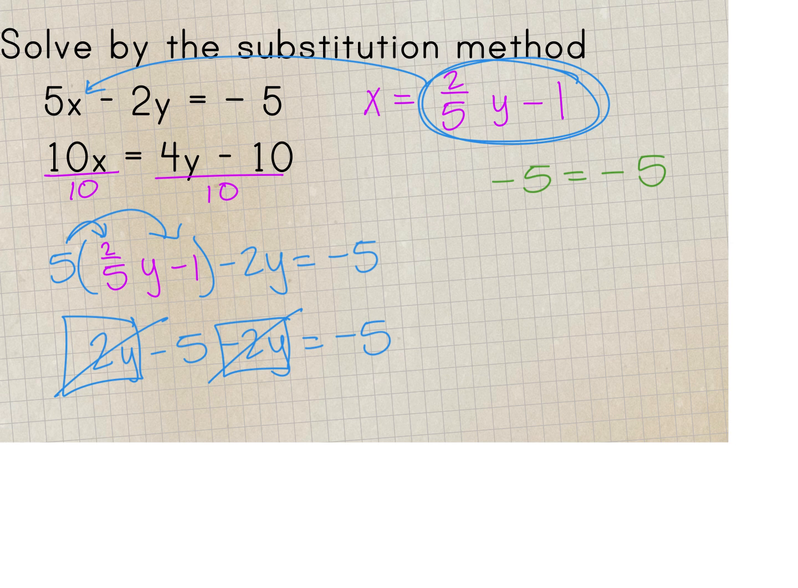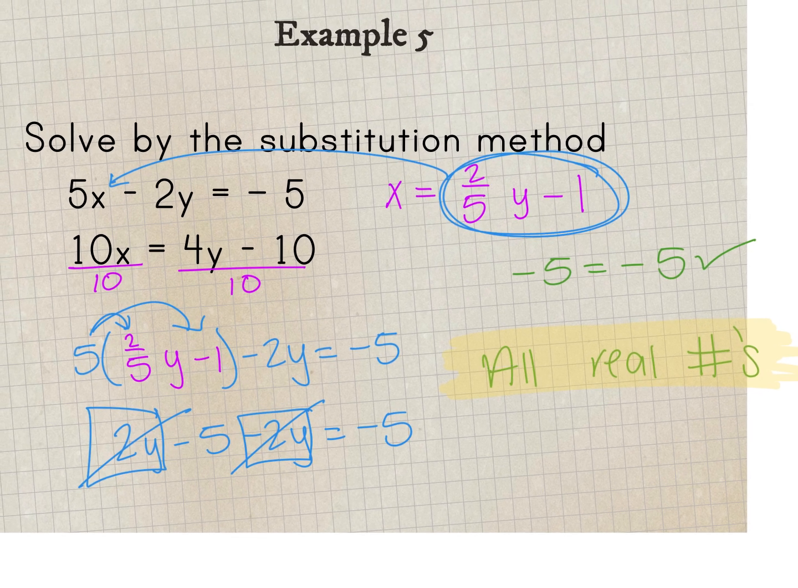Is that true or false? That's true, so what should my answer be? What should my answer be for this one? All real numbers. All real numbers. Okay, do not leave your answer as negative 5 equals negative 5. It should be all real numbers. Questions, comments, concerns on substitution. Again, hopefully this was a review because this is Algebra 1 review.